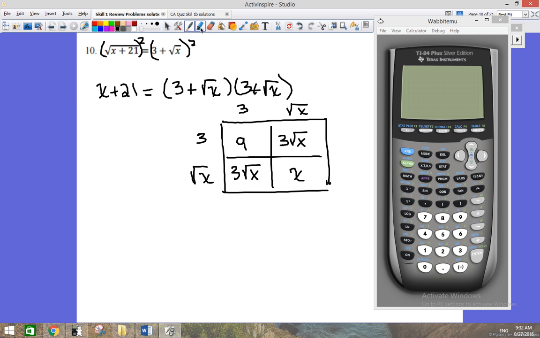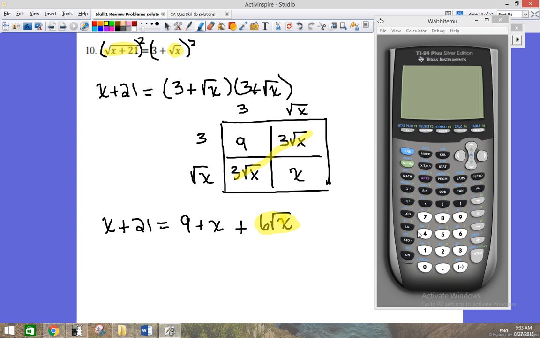So along this diagonal, we have like terms. We have 3 of these things plus another 3 of those things for a total of 6 of these radical x's. On the left-hand side, we have x plus 21. On the right-hand side, well, that diagonal gives me 9 plus x, and this other diagonal gives me the 6 radical x. So when I look at this new equation, it only contains 1 radical, where the original equation contained 2 radicals.